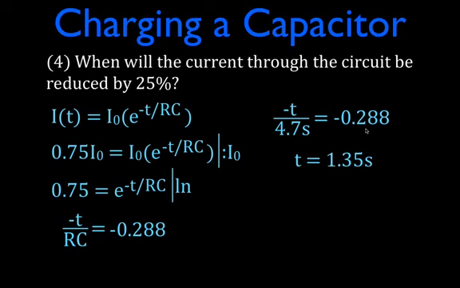That is how much time it will take for the current in that circuit to be reduced by 25%, or as we said here, to be 75% of the maximum. Okay? So there you go. We did all 4 of those things. We calculated the voltage across the capacitor 2 different ways, using time constant and using just the regular old time. We figured out when the capacitor will be fully charged, how long it will take for the capacitor to be fully charged after 5 time constants. And then we figured out the current through the circuit, or when the current would be reduced by 25%.